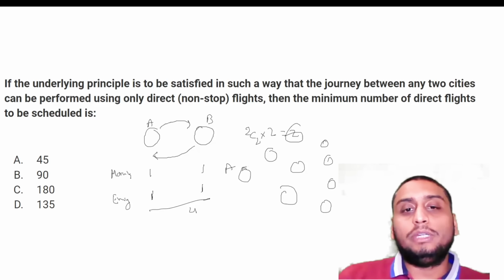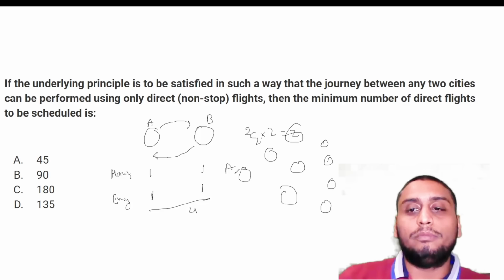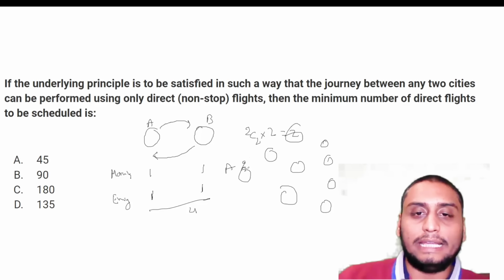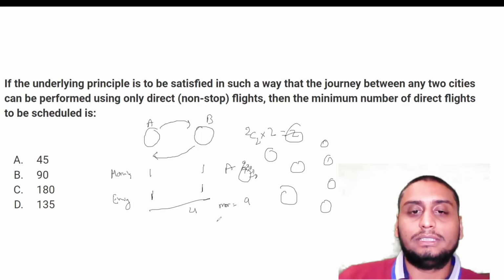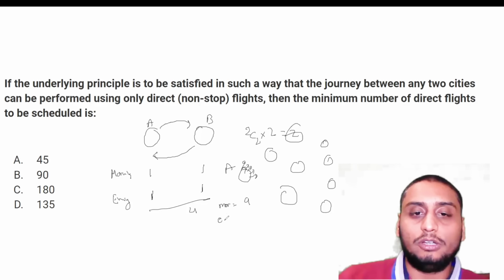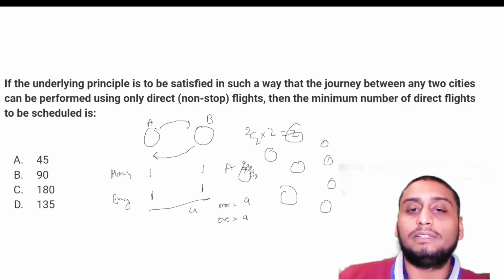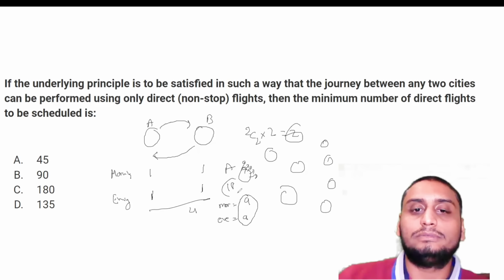Because whoever has their home in A can travel to any of these nine other cities, you will have to have nine flights in the morning from A, which can go to B, C, D, whatever. And in the evening also, you have to have nine flights, because whoever's office is in A has to go back. So 18 flights are originating from A alone.